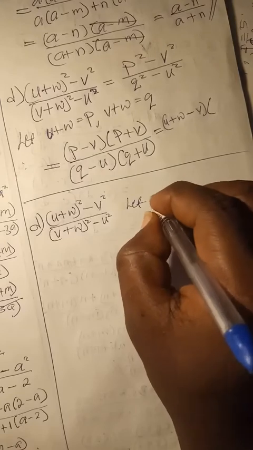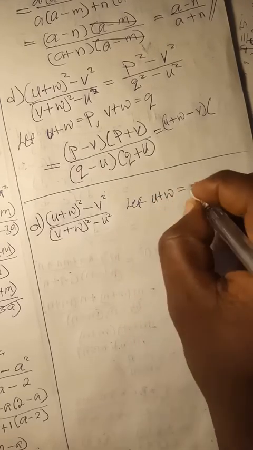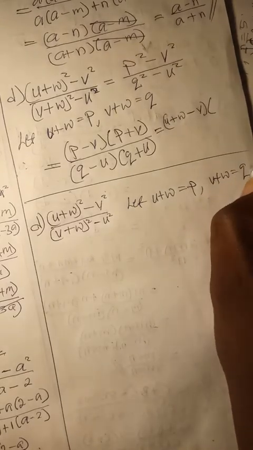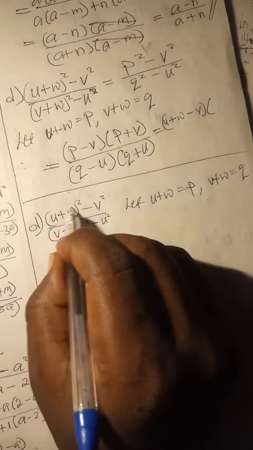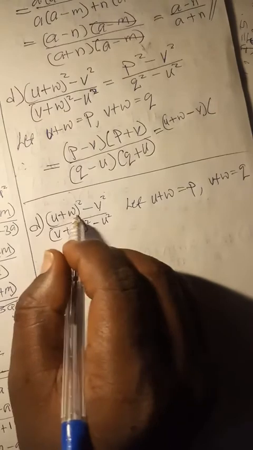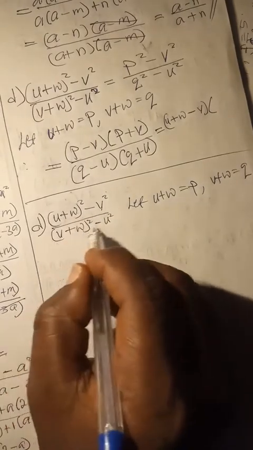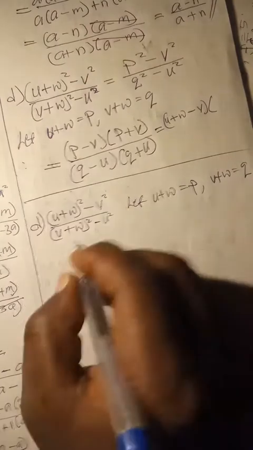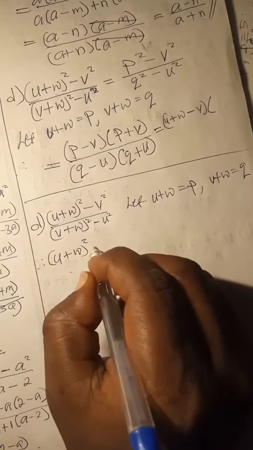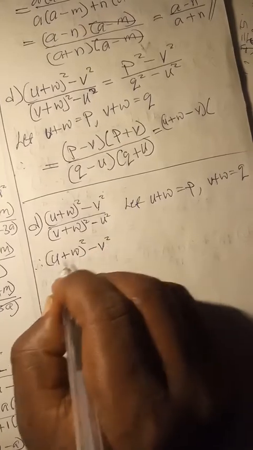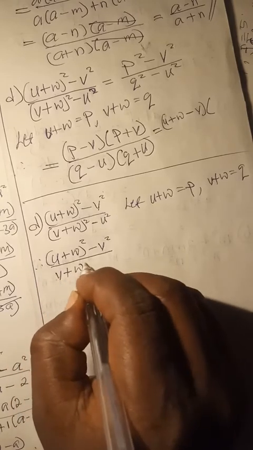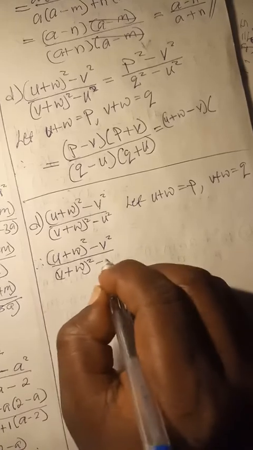Let U plus W be equal to P, and then V plus W be equal to Q. Because this is now being taken as just a term, this is the case of a difference of two squares. This is a squared number and this is another squared number, and the same thing applies to this also. So I can have U plus W squared minus V squared over V plus W both squared minus U squared.